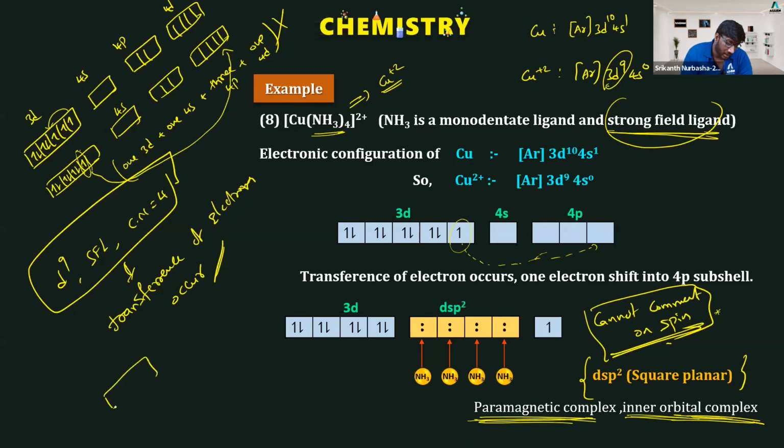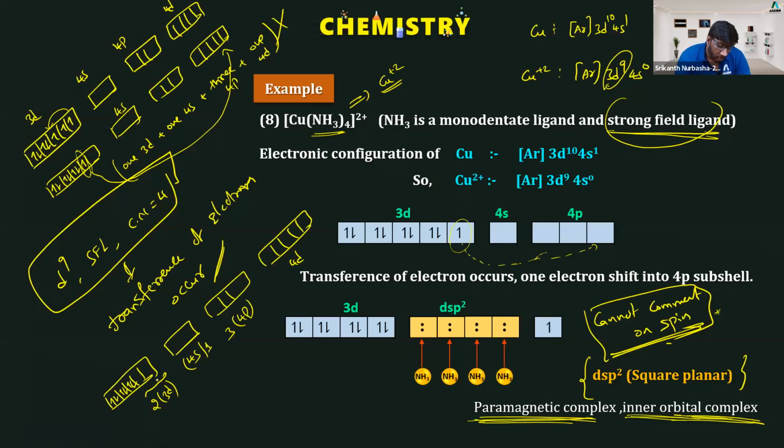So in that case, what will happen? You have 1, 2, 3, 4, 5, 6. You have 2 3D vacant, 4s vacant, and 4p vacant. 4p is also vacant, and 4d. 2 3D, 1 4s, 3 4p. Yes or no? And what happened to the electron? The electron went from the 3D to the 4D.